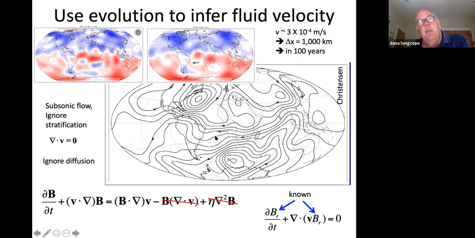So that's not fast, right? 10 to the minus 4 meters per second. That's not the same kinds of speeds that even the sun's meridional circulation is moving at. But it's enough. It's enough to do the generation of the magnetic field. And that's also the reason that the magnetic Reynolds number is lower in the Earth than the sun.